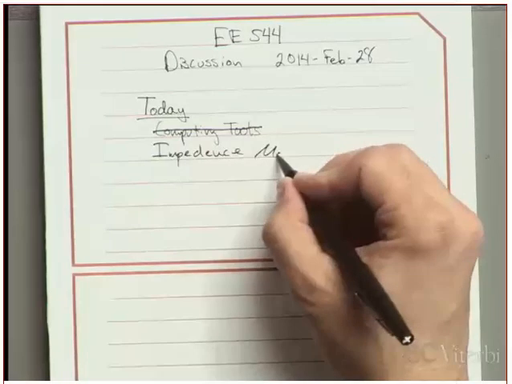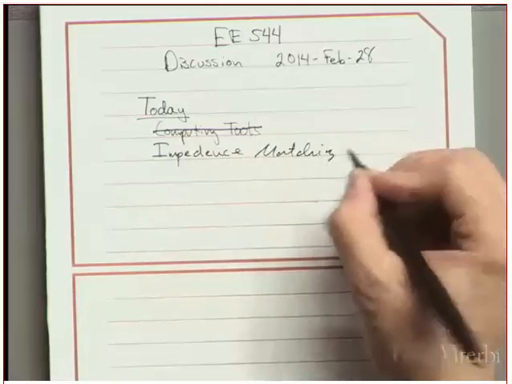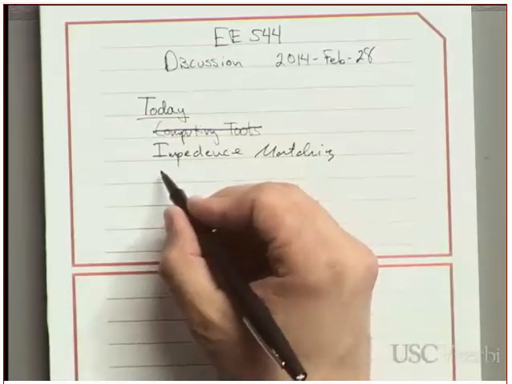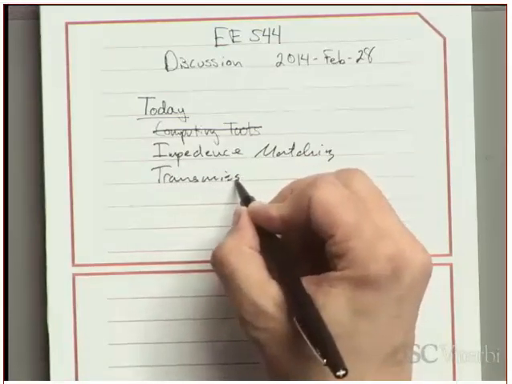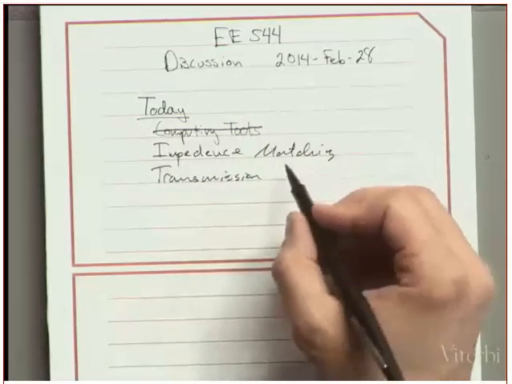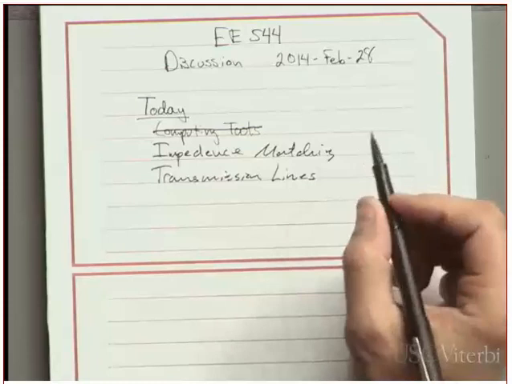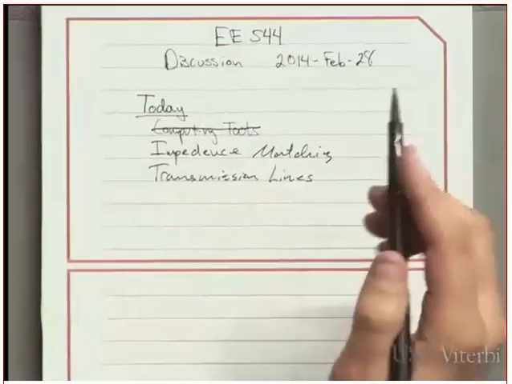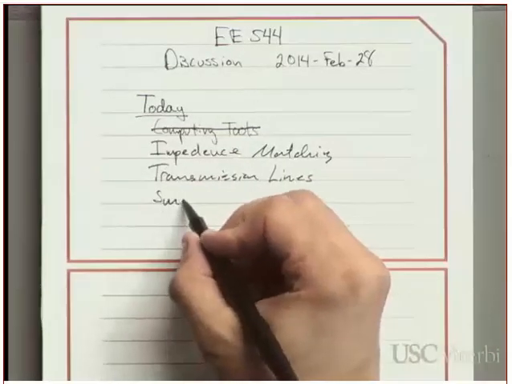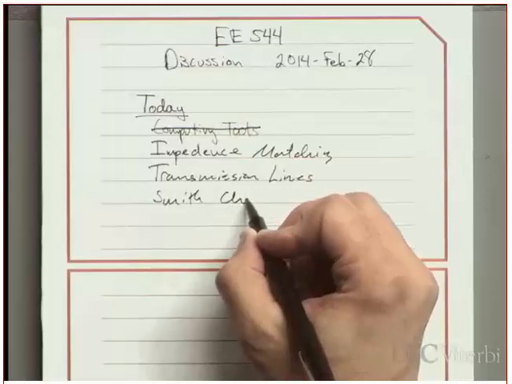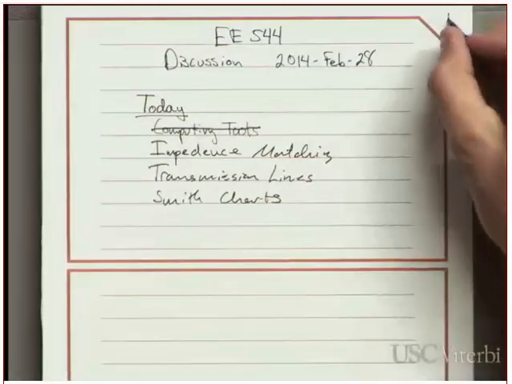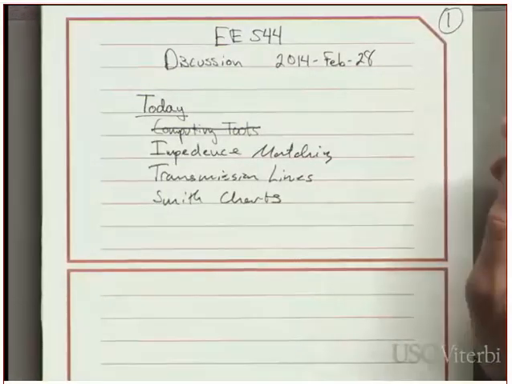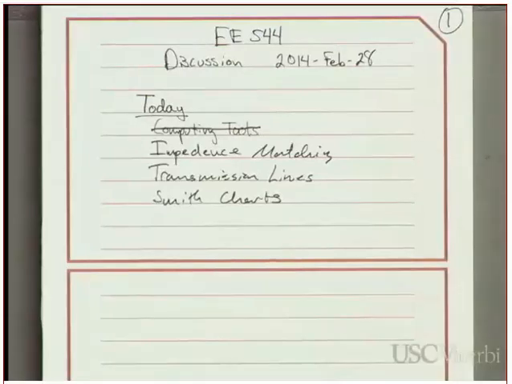I can never remember if that's an A or an E. Impedance matching and transmission lines. And these are just examples, and they lead into me doing a little bit with Smith charts, which I don't believe Dr. Zahid covers in class. So that's what I'm going to do today. I'm going to have a lot of drawing to do, so I'm going to get right into it.